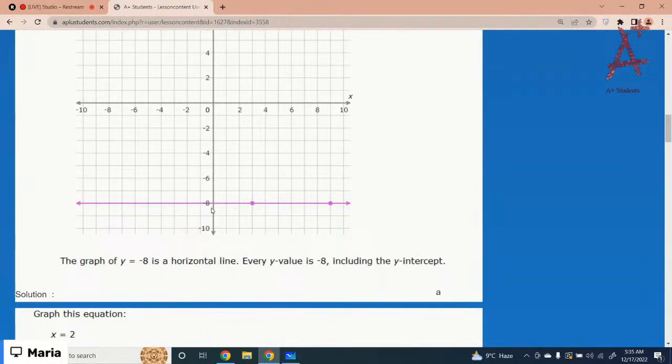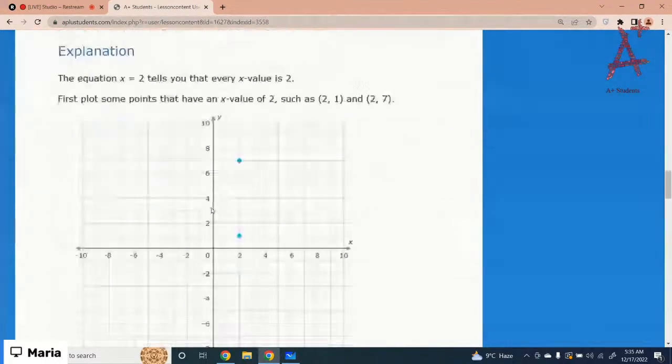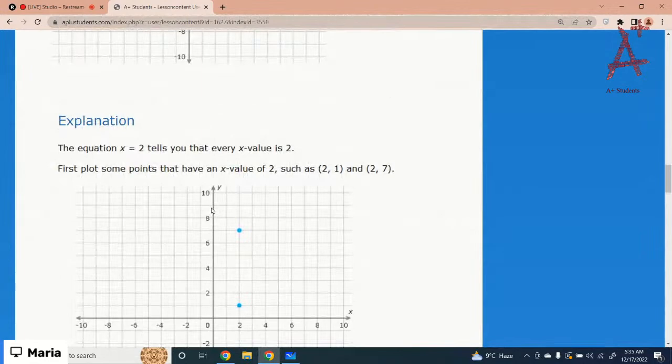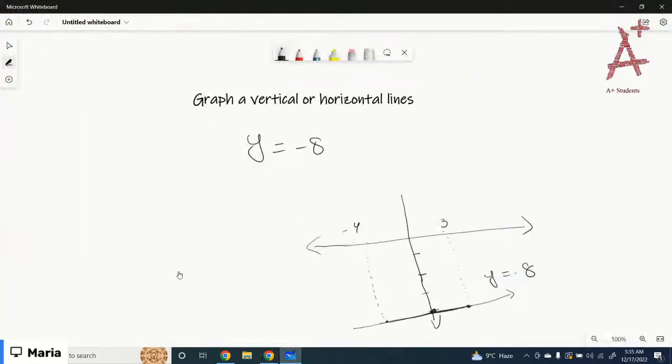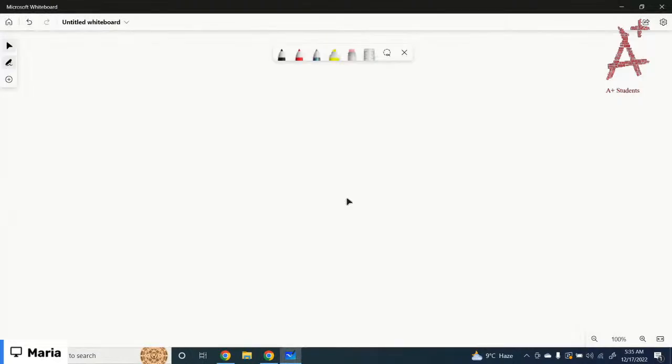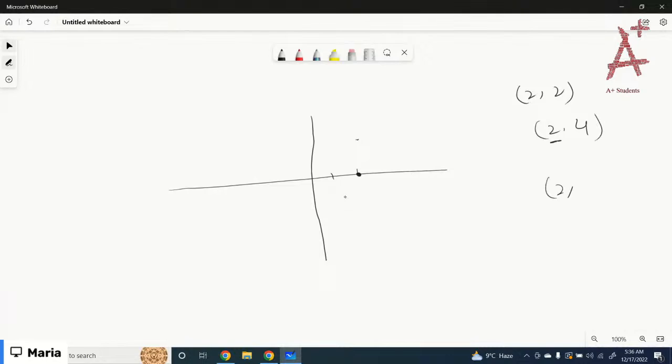Okay, the next one is graph the equation x equals 2. So x equals 2 means the line is passing through the point 2 on the x-axis. Got it? 1 and 2. Here is x equals 2. You can select any point, like if y is 2, x is 2. That means you can select any point for y, but the x value is the same. So this is the graph for x equals 2.